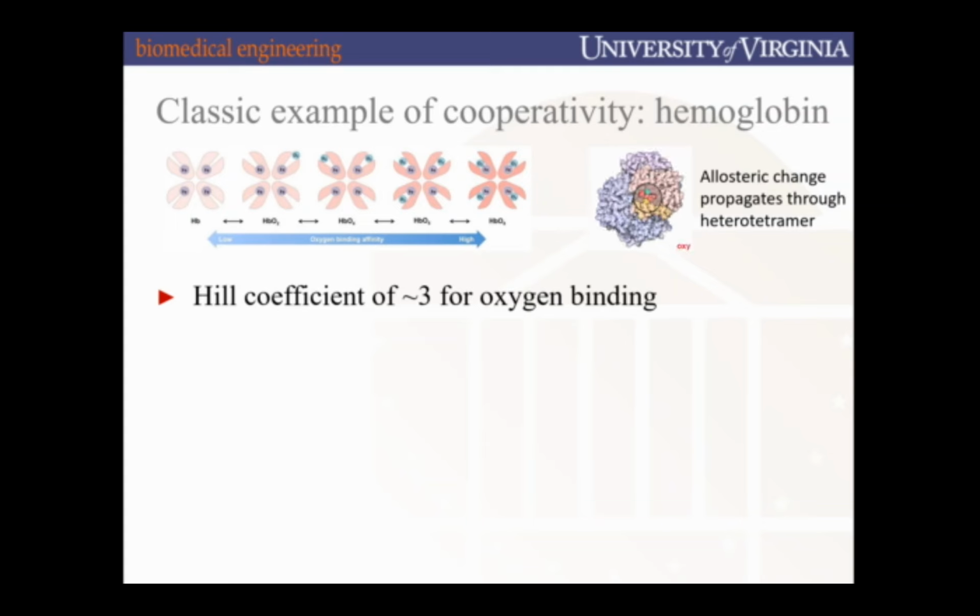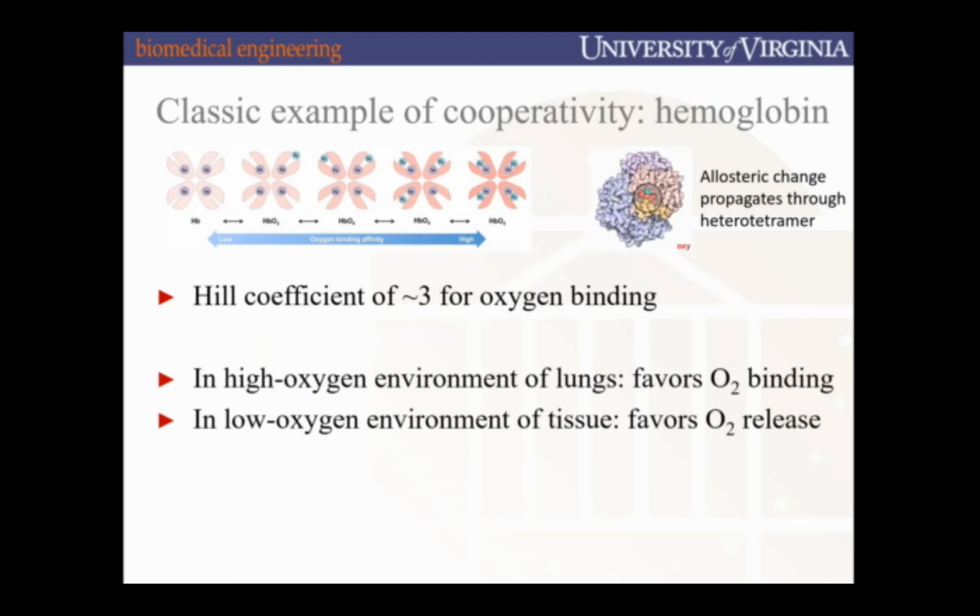We can describe this behavior with a modified Michaelis-Menten equation that has a Hill coefficient of around 3. This works out great for our physiology, because what it means is that in the high oxygen environment of our lungs, hemoglobin favors oxygen binding. But in the relatively low oxygen environment of all the other tissues in our body, hemoglobin favors oxygen release. So as you can see, this cooperative behavior is crucial for the ability of hemoglobin to provide all the tissues in our body with oxygen.